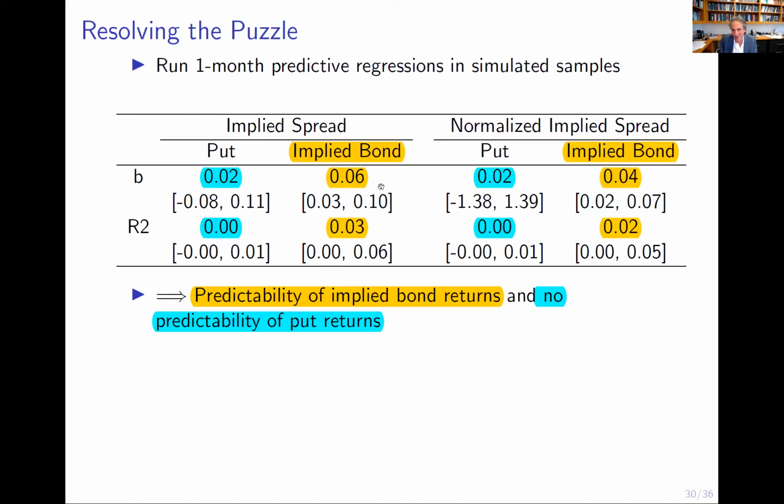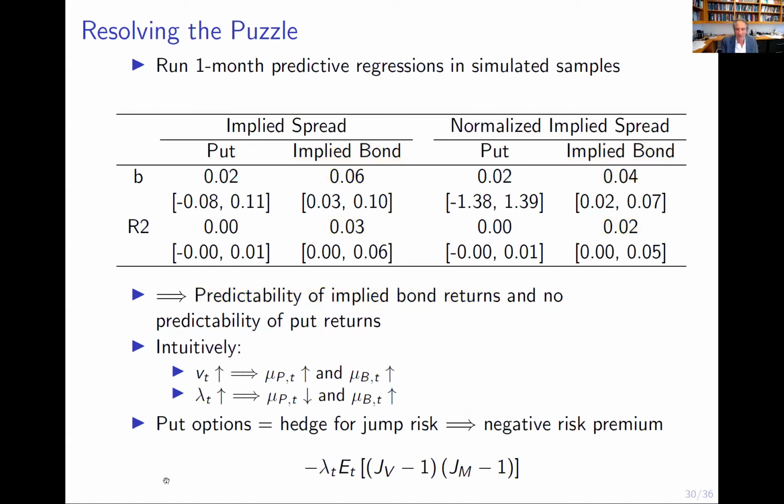Instead, it is strongly positive for implied bonds. So when you simulate the model, our estimates indeed generate those facts in the data. We found a model that is consistent with this puzzling effect in the data. And again, what is the intuition? Intuitively, with higher volatility you have a higher expected return on put options, less negative. That's standard in Heston's, and a higher expected return on bonds.